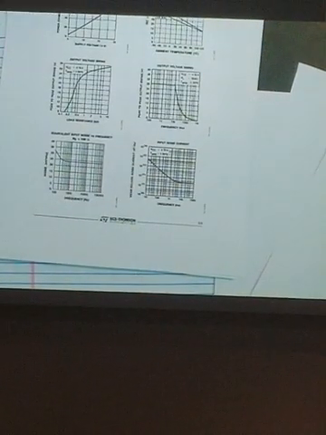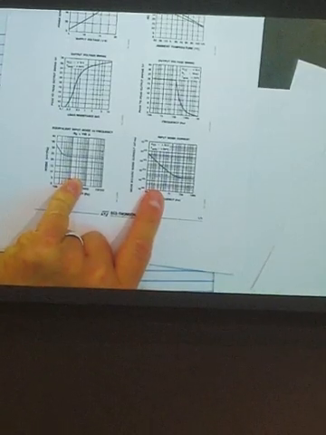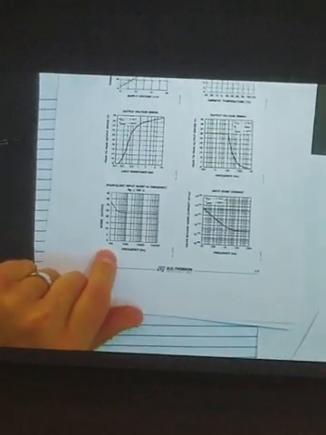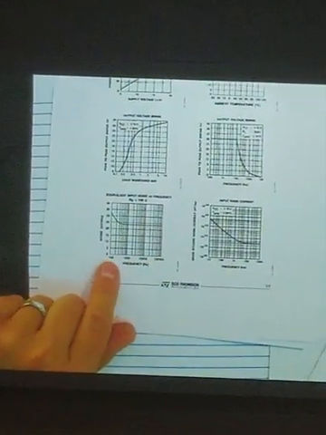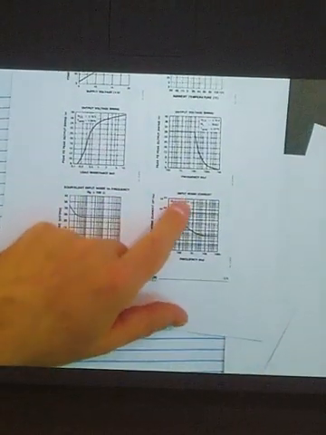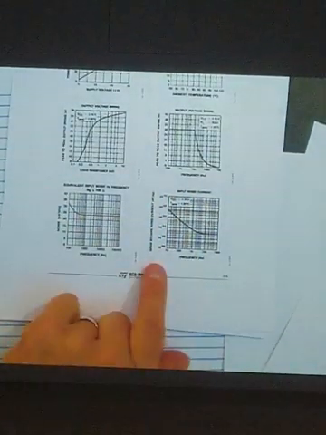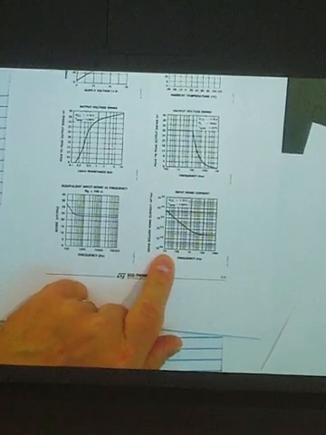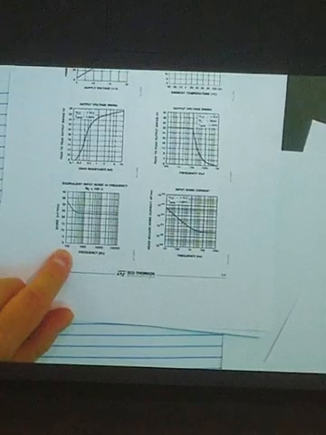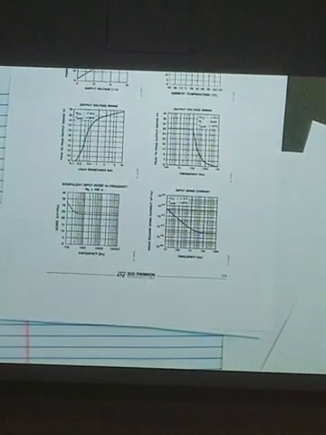There we go. So really all we have is two graphs. They're versus frequency. If you can't read this, this is a log scale. We have an equivalent input noise versus frequency, and then we have input noise current, again versus frequency. In one case, we go from 10 hertz to 100 kilohertz. In the other case, we go from 100 hertz to 100 kilohertz again.